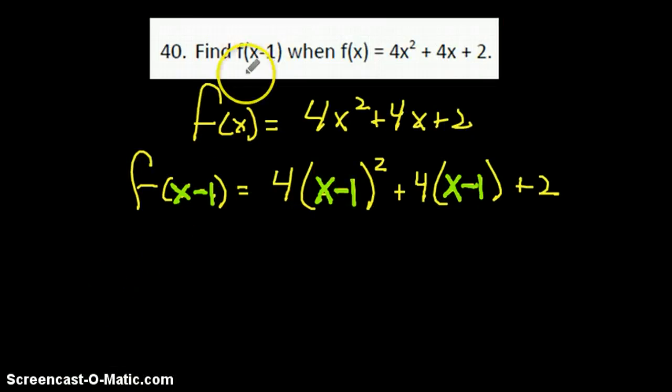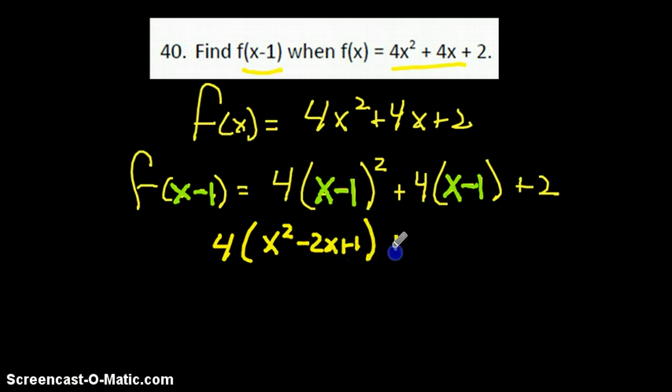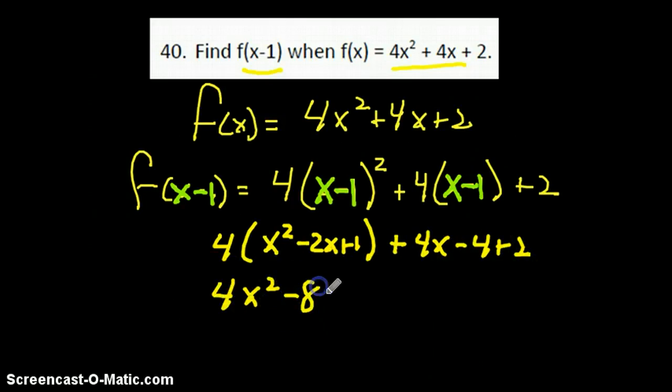Outstanding, people. Notice here, find f of x minus 1 when f of x is equal to this function: 4x squared plus 4x plus 2. Now, I'm going to substitute this green x minus 1 in for x. So that would be x minus 1 squared, and this would be x minus 1. Now, let's take this a second at a time. You may remember the first week of class I told you to do that in your head. Squared, minus double that, plus 1, that's how to square that, plus, wouldn't that be 4x minus 4 plus 2? Let's clean this up. 4x squared minus 8x plus 4 plus 4x minus 4 plus 2.